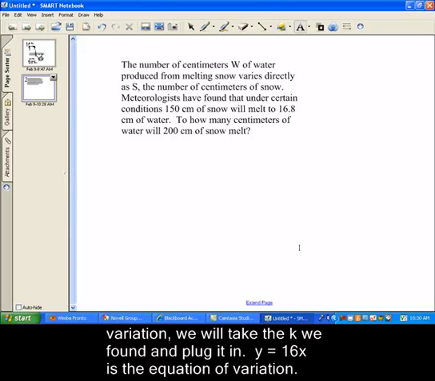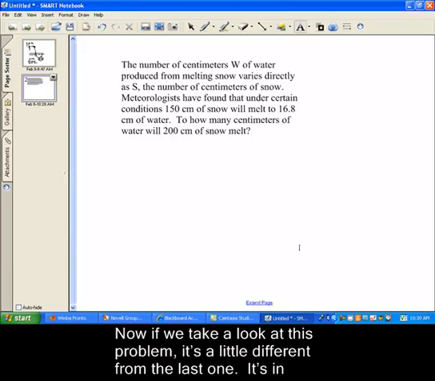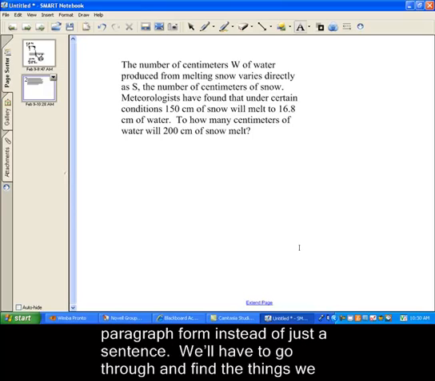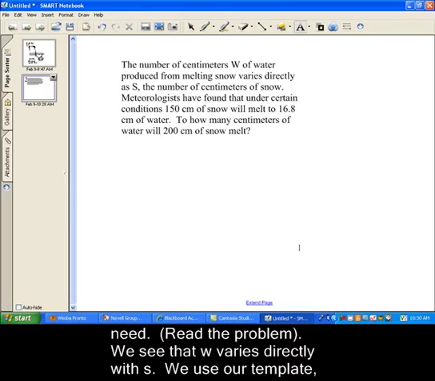Now if we take a look at this problem, it's a little different from the last one in that it's in paragraph form instead of just a sentence. But we just have to go through and find the things that we're looking for. It says the number of centimeters W of water produced from melting snow varies directly as S. So there's our sentence, or a part of our sentence right there, that tells us that we're doing direct variation. The number of centimeters of snow. Meteorologists have found that under certain conditions, 150 centimeters of snow will melt to 16.8 centimeters of water. To how many centimeters of water will 200 centimeters of snow melt?